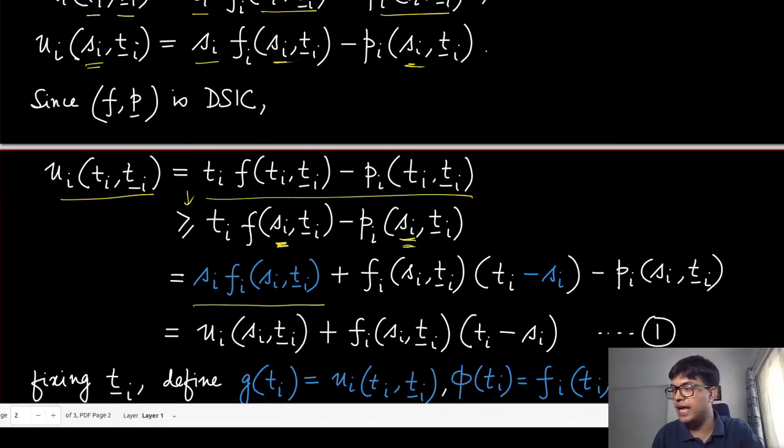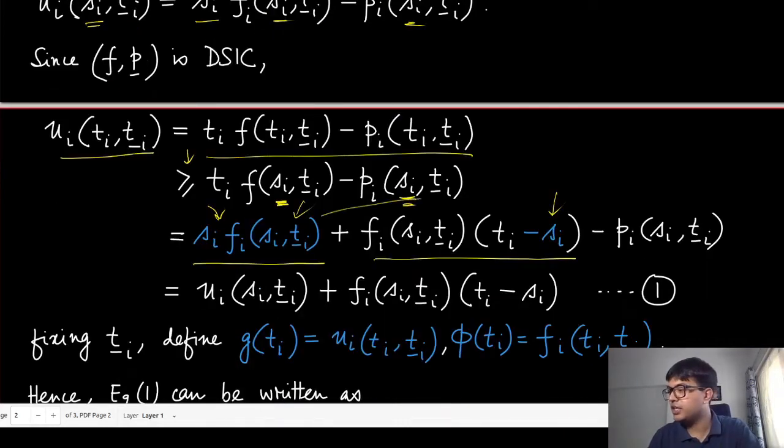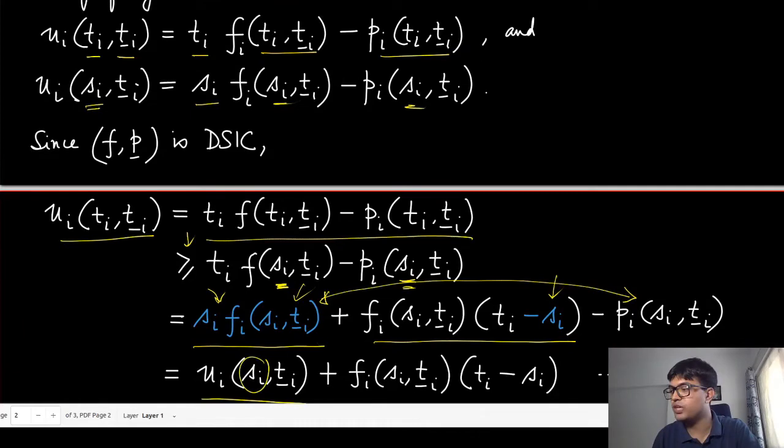So this we will add as well as subtract, and we rearrange these terms in a certain way such that we have one quantity which is here, the other quantity is fi(si, t minus i) multiplied with ti minus si. So you can see that these terms will actually cancel out. But we want to write it in this specific form, because now we know that if we collect together these two terms, this is nothing but the utility of the same agent when its true type is si. So this is what we have defined earlier.